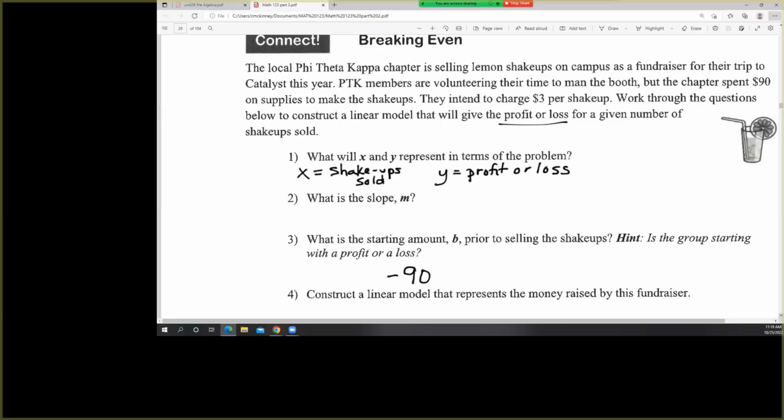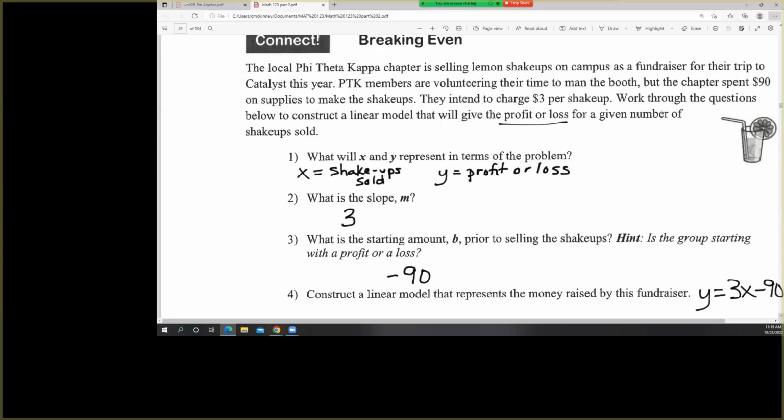The slope, so if I said X is the shakeups, that's the 3. Is it positive 3 or negative 3? Positive, because it's money they've got coming in, right? It's money they're making. Now we're just going to put this information together to write their equation. So I'll have Y is equal to 3X minus 90.